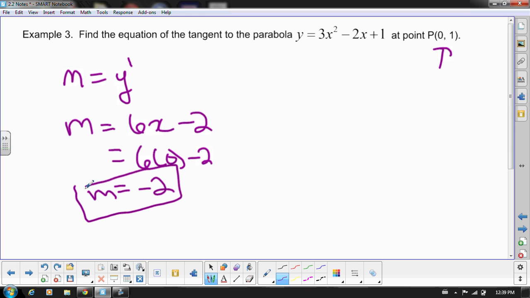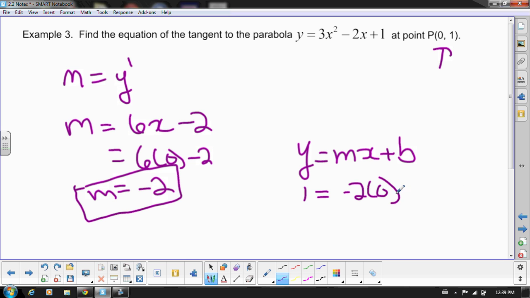So we know our slope, y equals mx plus b. 1 equals negative 2 multiplied by 0 plus b. So 1 is equal to b. Therefore, the equation will be y equals negative 2x plus 1. So way, way more efficient than it was in the last chapter.